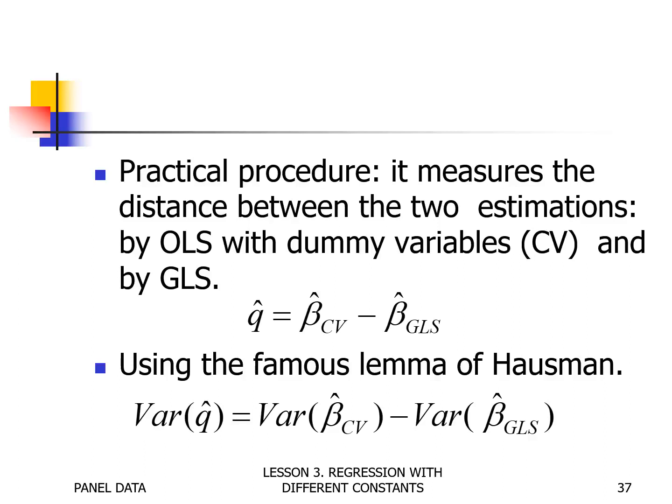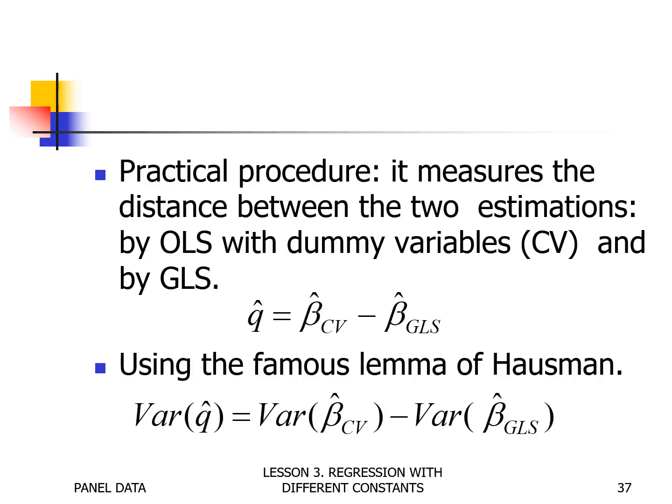What Hausman does is he devises a procedure which is practical, which is going to measure the distance between the two estimations by OLS with dummy variables, the covariance estimator, and by GLS. So he's going to measure that difference, Q hat equals beta hat CV minus beta hat GLS. He's going to look at that difference. In principle, that difference should be small under the null and large under the alternative.